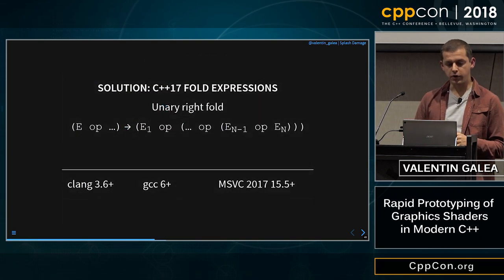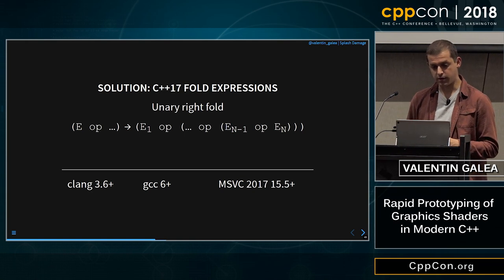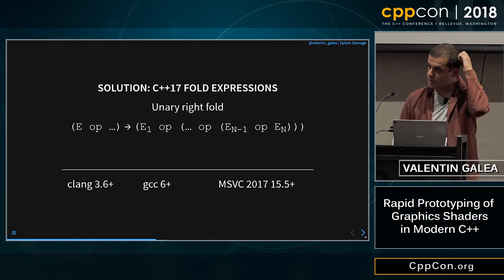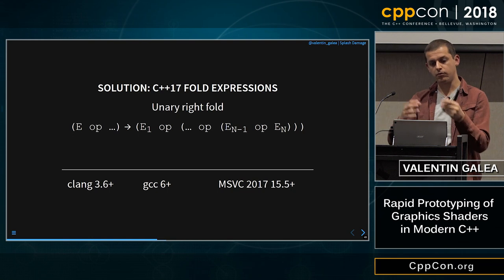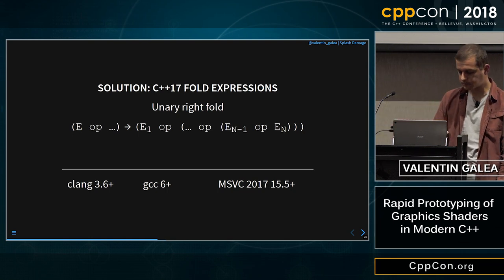So we can have the cake and eat it too by using fold expressions from C++17, which are supported in all major compilers by now. And we're going to use a unary fold. Think of this like a sum, like an accumulate. So you have a list of variadic template arguments, and you literally go over the plus sign, for example, and you collapse them all to the sum.